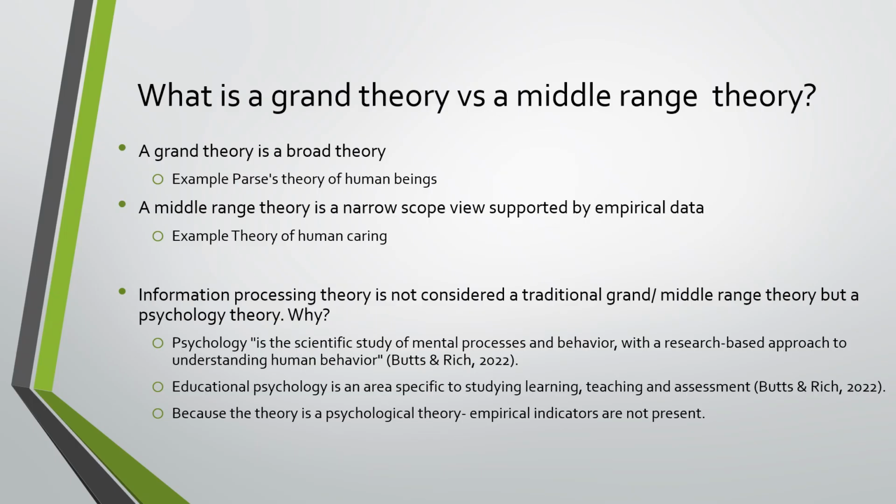Information processing theory is neither a traditional grand nor middle range theory, but a psychology theory. Psychology is the scientific study of mental processes and behaviors, a research-based approach to understanding human behavior. Educational psychology is an area specific to studying learning, teaching, and assessments. Because it is a psychological theory, empirical indicators are not present.